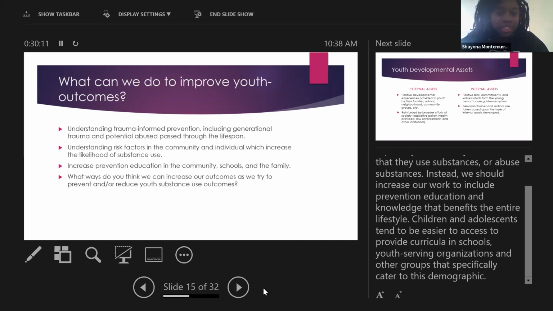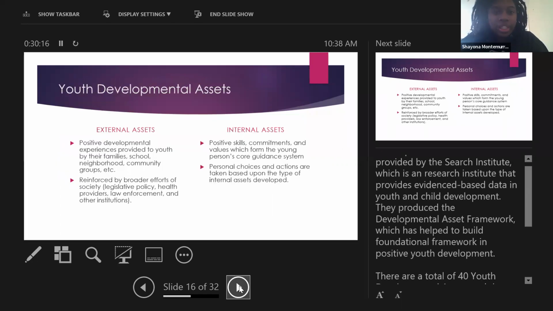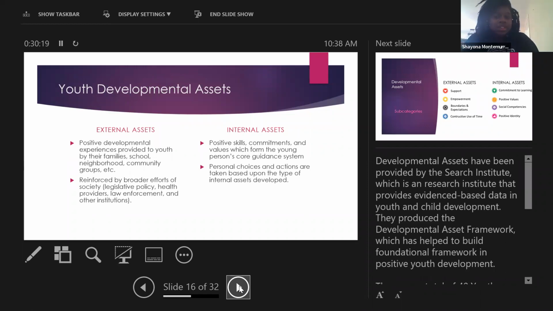Okay. So next, we're going to talk about youth development. Youth developmental assets. The developmental assets have been provided by the Search Institute. I'm going to provide you some information about them later on in the presentation, but they're a research institute that provides evidence-based data in youth and child development. They produced this developmental asset framework, which has been found to build a foundational framework in positive youth development.